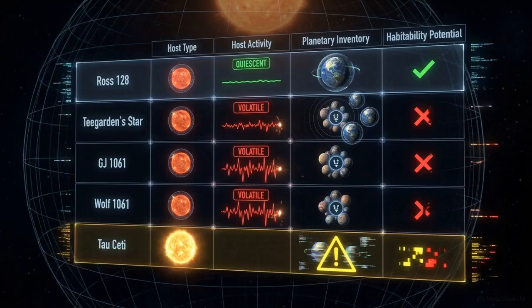This 3D matrix maps the broader 15 light-year volume, filtering the highest priority local targets against their host star's behavioral profile. Ross 128b is a premier target. It is temperate and close to Earth's mass, but its true value lies in its quiescent host star, which exhibits drastically lower flare activity. Teegarden's star harbors multiple Earth-mass planets. Similarly, GJ 1061 and Wolf 1061 demonstrate that highly compact multi-planet systems are the standard local structural outcome.